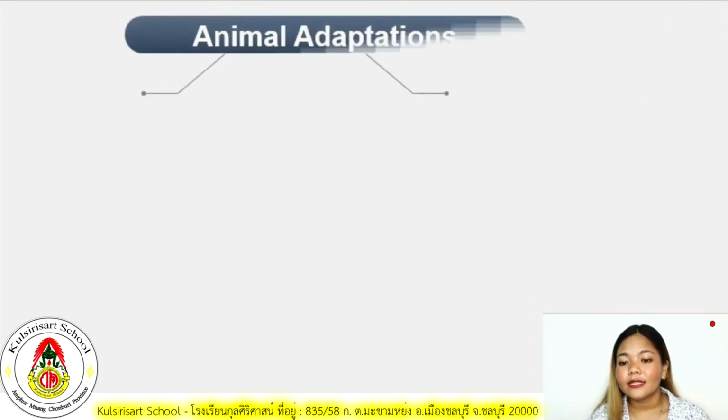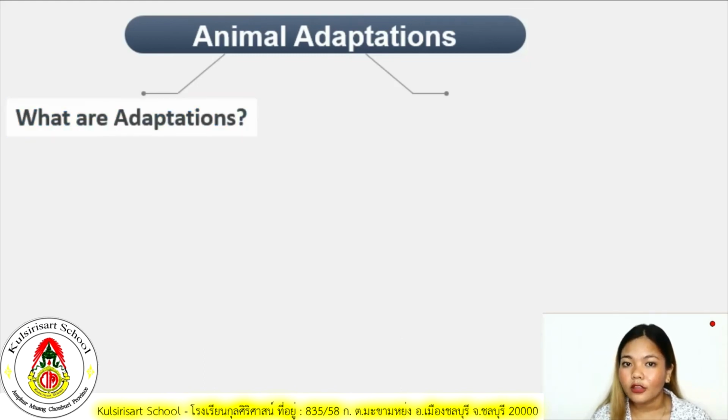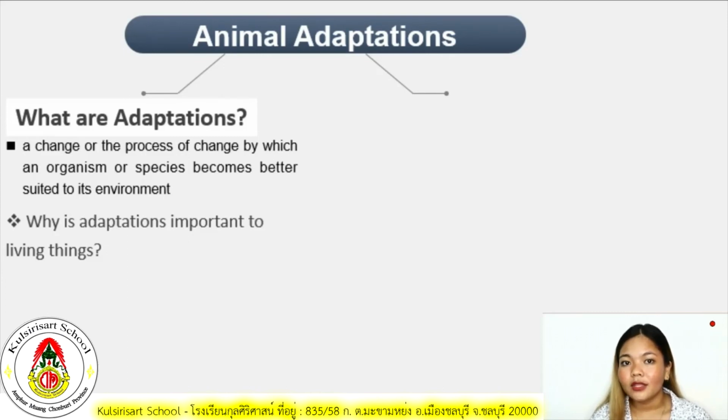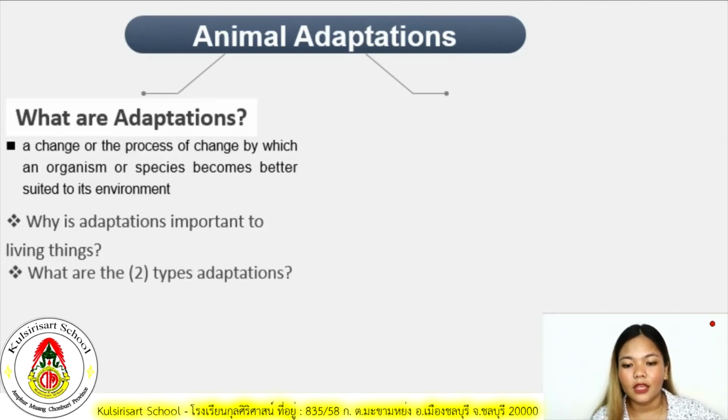Now let's have a recap on the different things that we've learned for today. For the first part of this lesson, we've discussed what adaptation is. Adaptation is a change or the process of change by which an organism or species becomes better suited to its environment. We discussed why adaptations are important to living things, the 4 importance of adaptation, and the 2 types of adaptation, your structural and your behavioral adaptation.